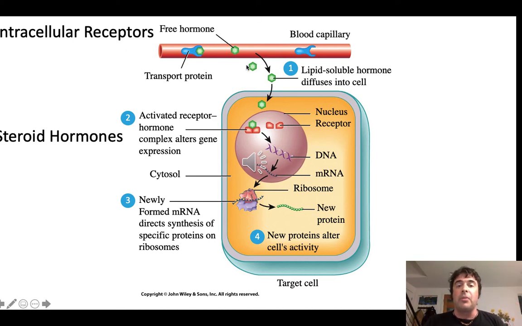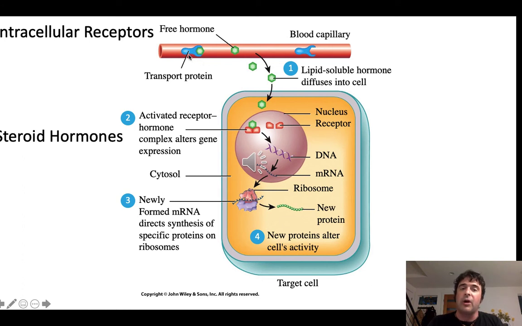Now remember that blood, and specifically blood plasma, is predominantly water. It's what's called an aqueous solution. It's like 93% water. So in order to dissolve in blood plasma, a molecule has to be polar or carry a charge. Steroids are nonpolar. They're classified as lipids, so they can't dissolve directly in the blood plasma.